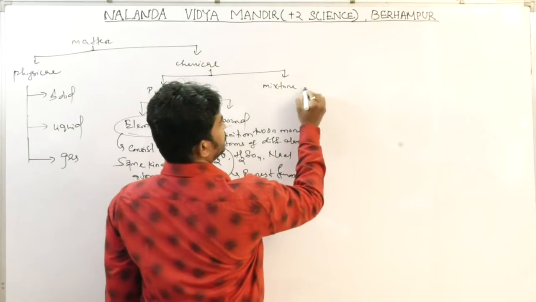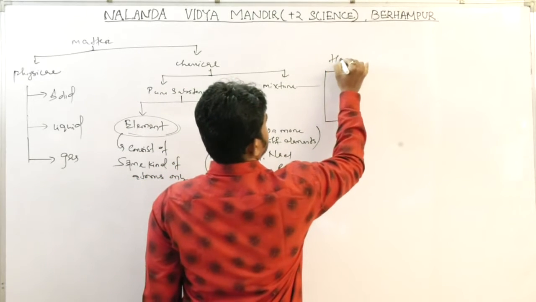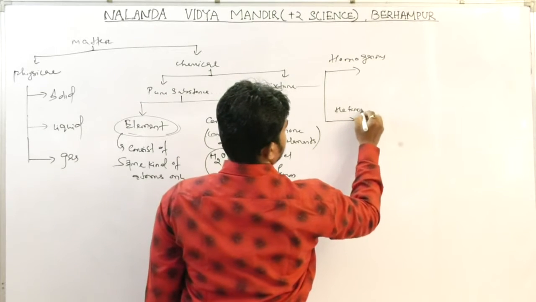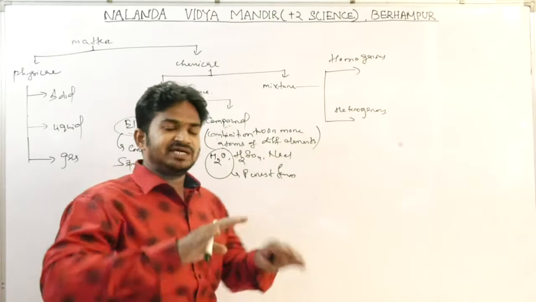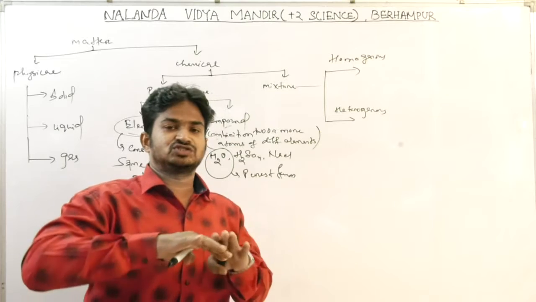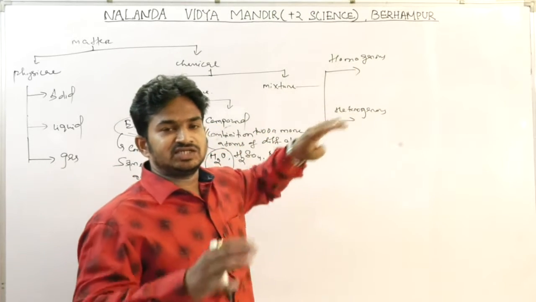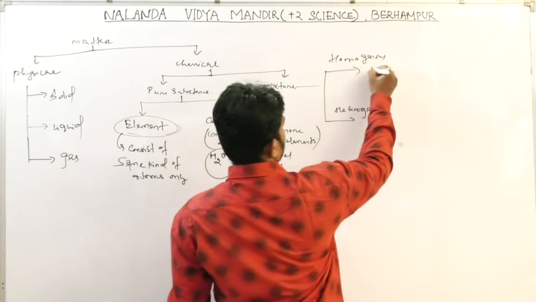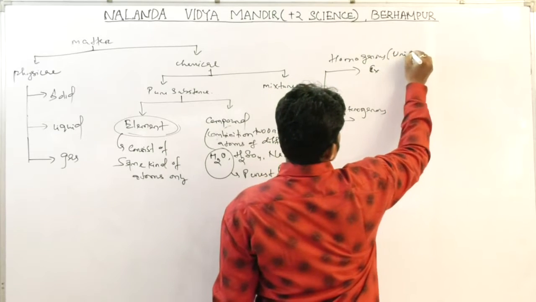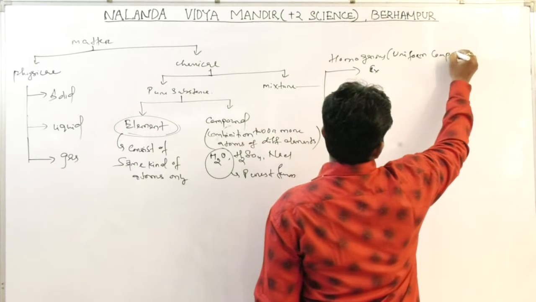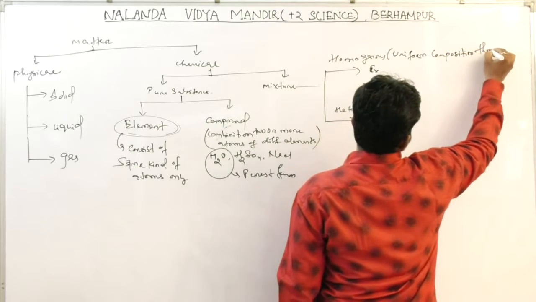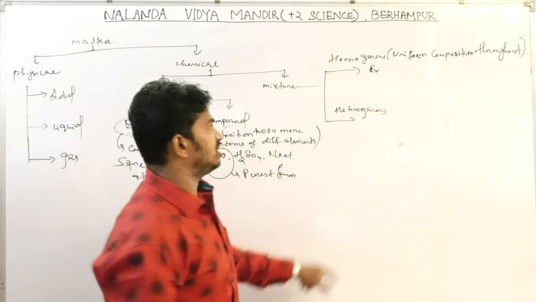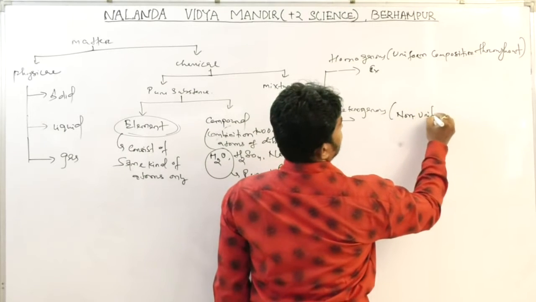Again, the mixture is of two kinds, that is homogeneous and heterogeneous. Homogeneous means the mixtures having uniform composition throughout the mixture. Uniform composition throughout the mixture, that is homogeneous. Heterogeneous means non-uniform composition.